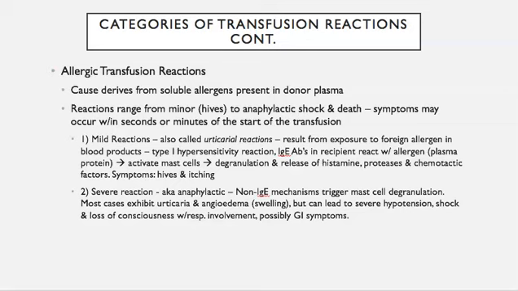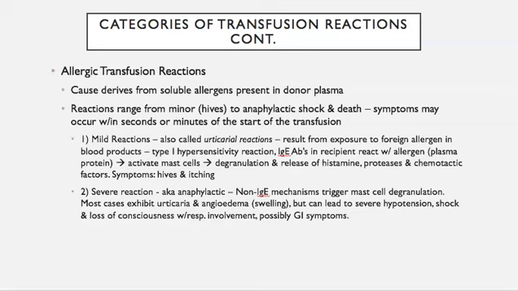So this is a type 1 hypersensitivity reaction, where you've got IgE antibodies in the recipient that react with some type of allergen, which is going to be a plasma protein in the donor unit. This activates mast cells. This leads to degranulation and release of histamine, proteases, and chemotactic factors. So the main symptoms with this type of reaction are going to be hives and itching.